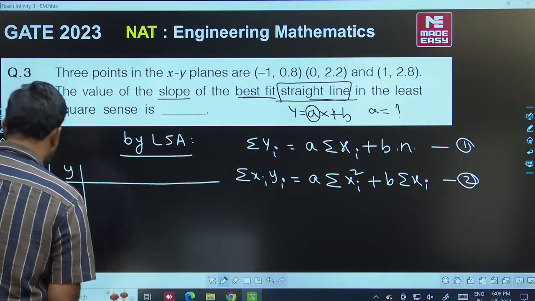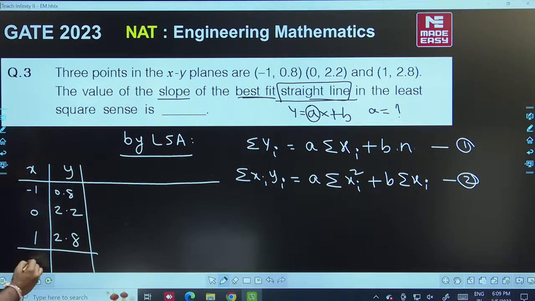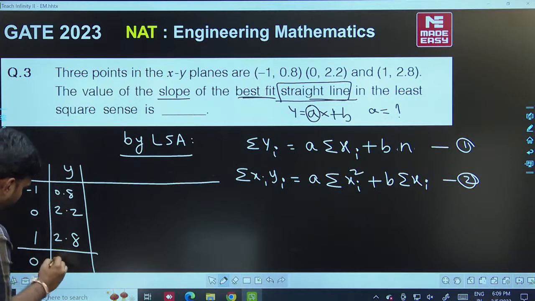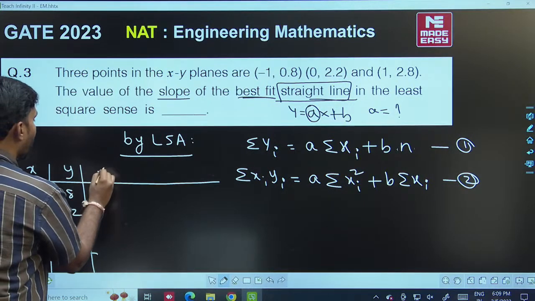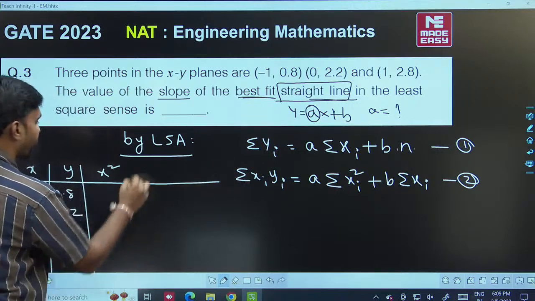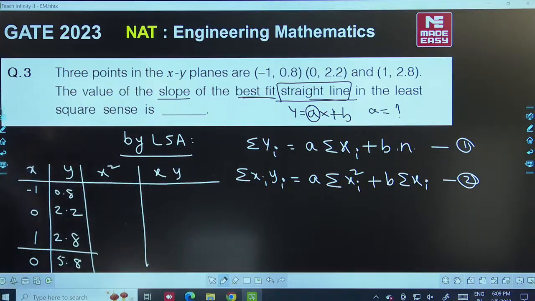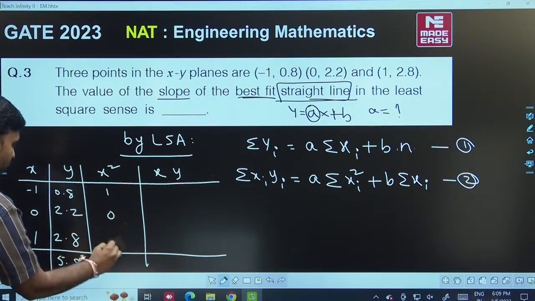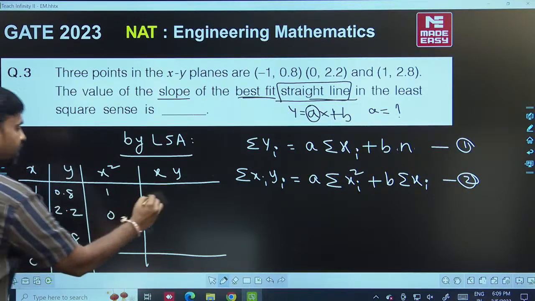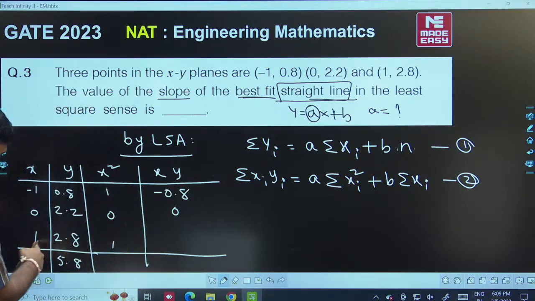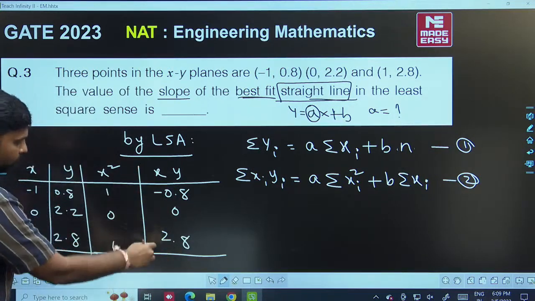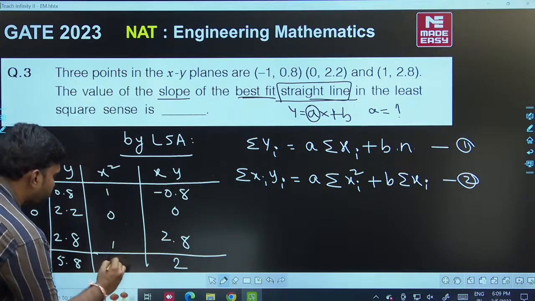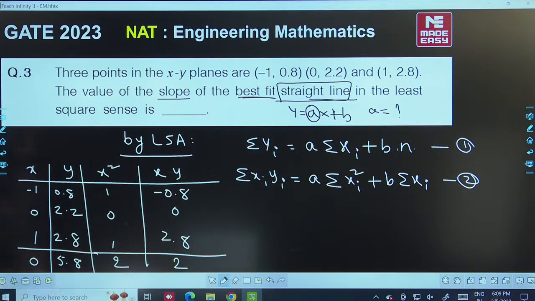Now let us find the summation xi and summation yi. Summation xi is 0, summation yi is 0.8 plus 2.2 plus 2.8, which is 5.8. Then I need x square and xy, so let's take some more columns for finding these summations. Summation x square: minus 1 whole square, 0 and 1. Then x into y: minus 0.8, 0 and 2.8. If you add these things you get 2, and this one also you will get 2. So these are the summations you have here.